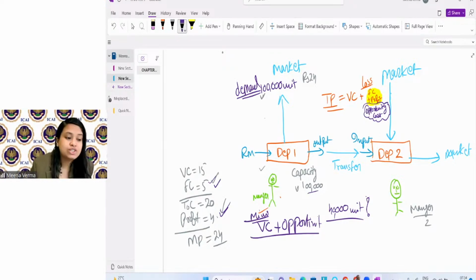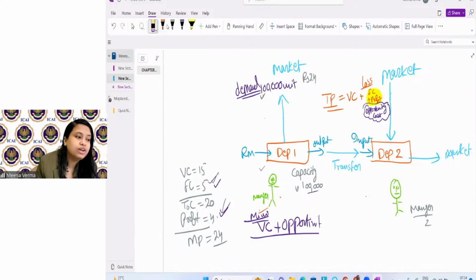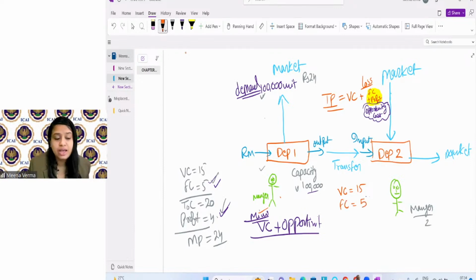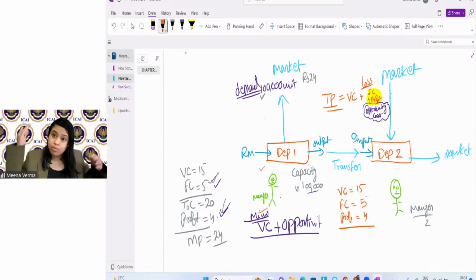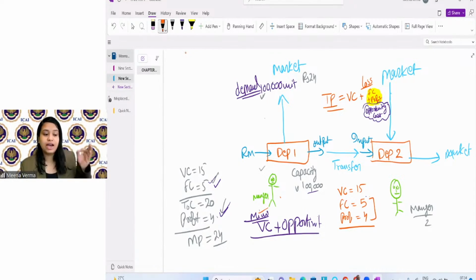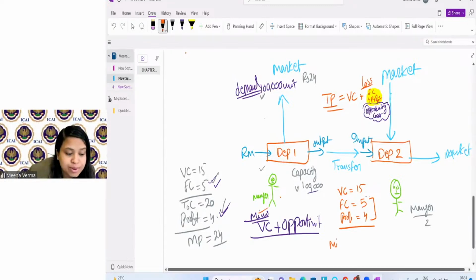So the manager of department 1 will say, I am already recovering how much cost? I'm already recovering the variable cost, which is 15 rupees. I'm already recovering the fixed cost, which is 5. I'm already recovering the profit also, which is 4. If I stop my production, if I stop my sale in the market, I will lose this money. This is my opportunity cost. And I want to recover it from you if you want my product. So the minimum price he will charge in this case will be 24.